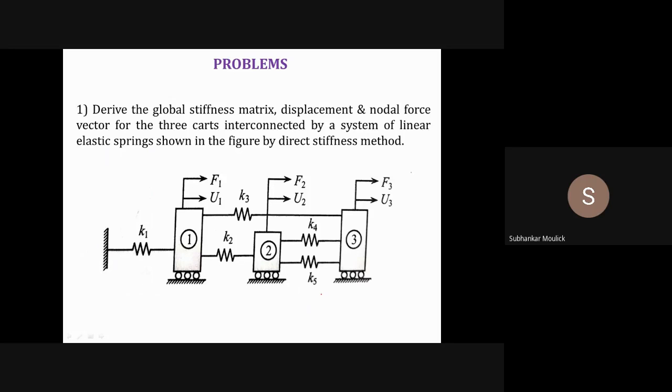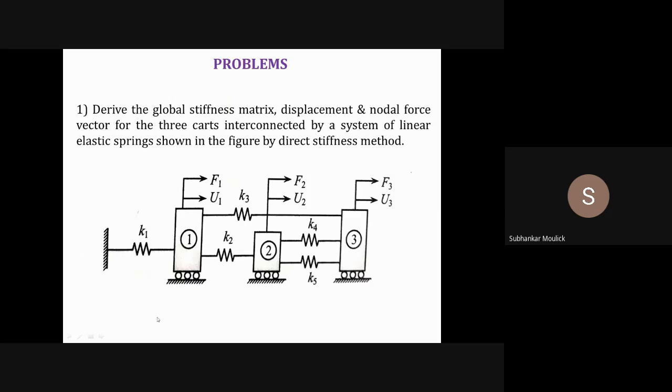Let us write the given algebraic equation in matrix form. So let us consider first element number 1. Now this is my element number 1. It is connected between the first node and the fixed node, and this is your node number 1. Node number 1 is subjected to nodal force F1 and displacement U1, and I know that the governing differential equation for this particular element is F is equal to K into delta.